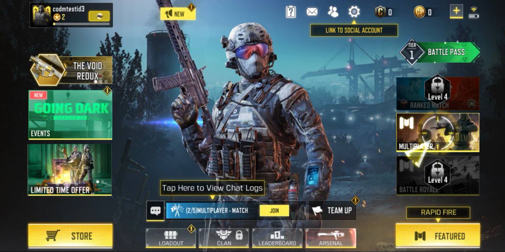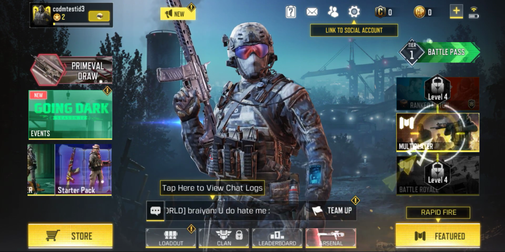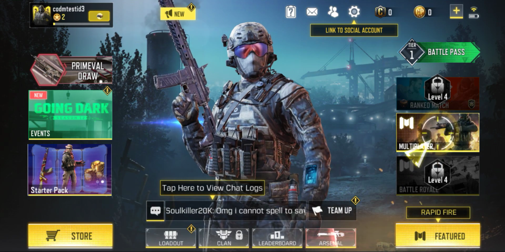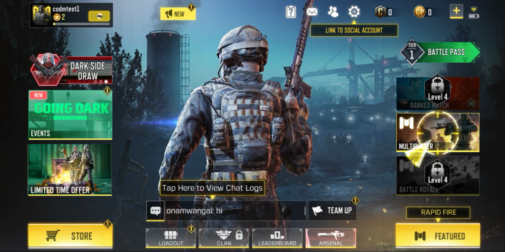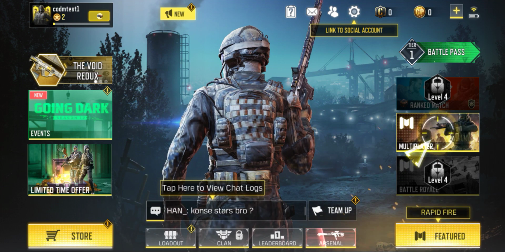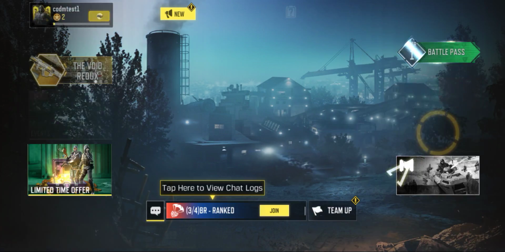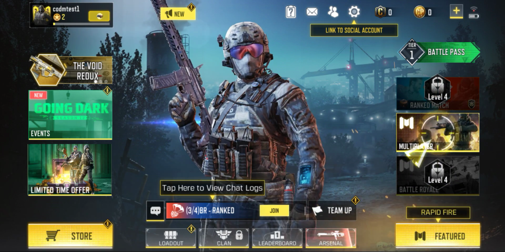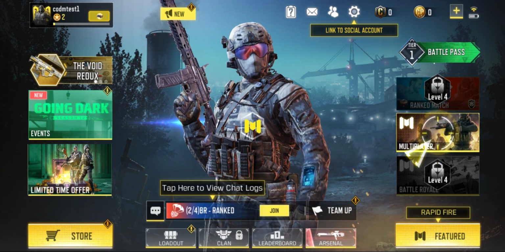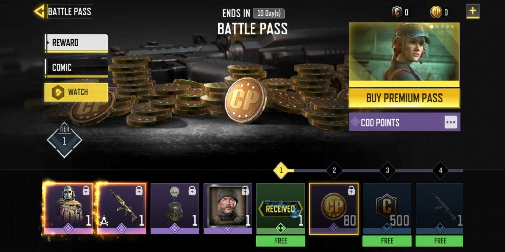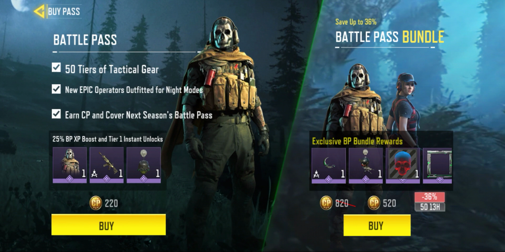Now this time I switch to my Indian ID and look at the magic. Now look at this ID. This is CODM Test 1. Okay, this is the Indian ID, and when I go to the Battle Pass, look at the price: 220 flat, 60% off. Premium bundle is 520. It's even cheaper than your normal bundle in the Australia or UK ID.